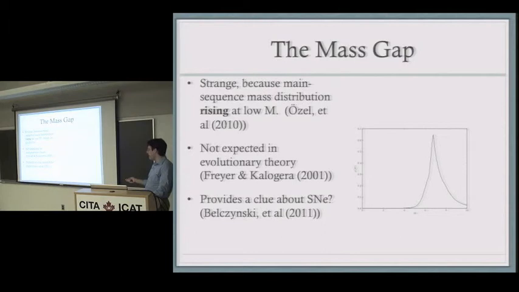The mass gap is the fact that we don't observe stellar mass black holes in this region of the mass space. The heaviest neutron stars we see are just a bit over 2 solar masses. The heaviest theoretical neutron star you can really support is about 3 solar masses. And we don't start seeing black holes until 4, 4.5, maybe even 5 solar masses. So what's in the gap?